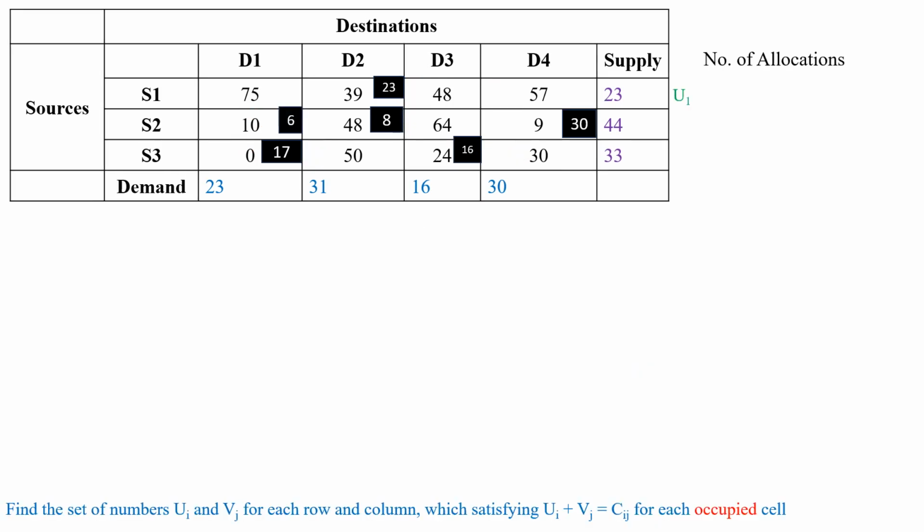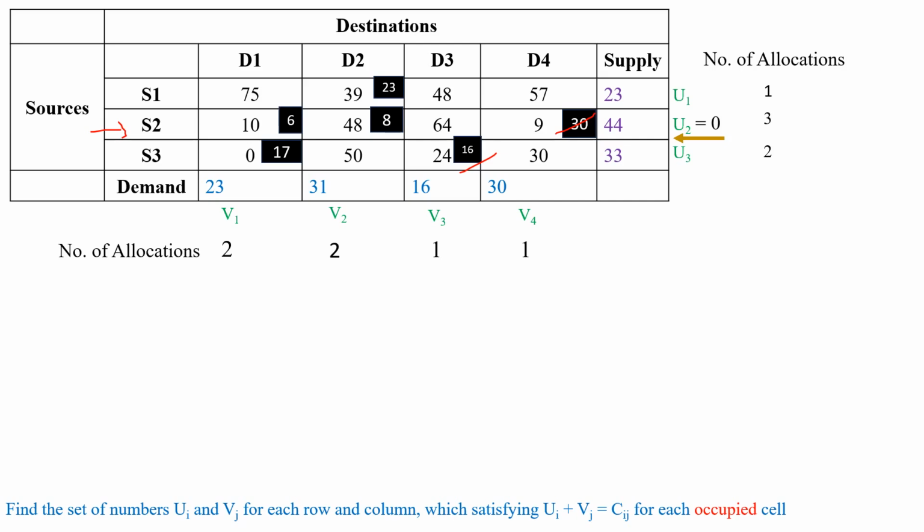Next we have to find the numbers ui and vj for each row and column, satisfying ui plus vj equal to cij for each occupied cell. Before that, we have to determine the number of allocations row wise as well as column wise. In the first row, the number of allocations is 1. In the second row, 3. Third row, 2. First column, 2. Second column, 2. Third column, 1. Fourth column, 1. Among these, the maximum number of allocations is in the S2 row, so U2 value is considered 0.